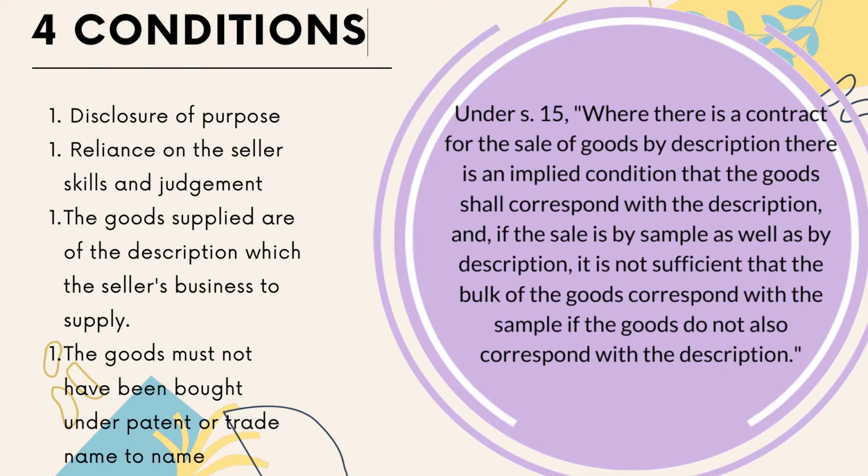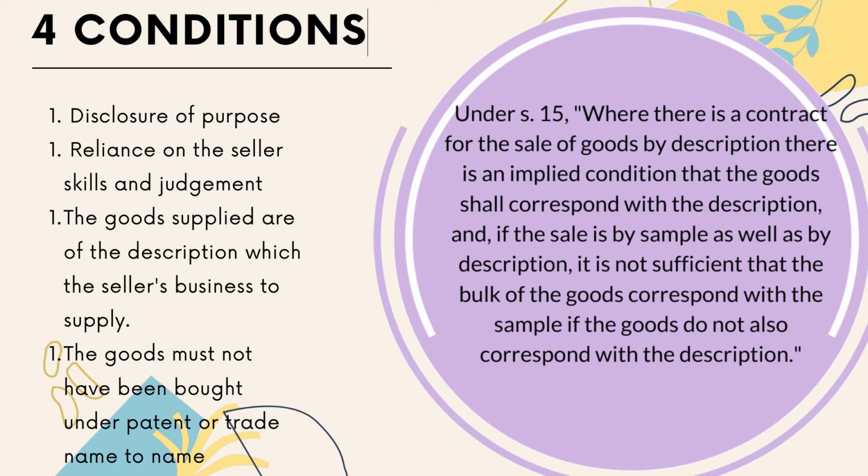However, if the buyer wants to sue the seller for breach of this implied condition, there are 4 conditions which must be fulfilled by the buyer, as follows. Number 1 is disclosure of purpose. The buyer must inform or disclose to the seller the particular purpose for which he requires the goods. As some goods may have more than one purpose or function, the buyer must inform the seller of his purpose of buying the goods. He cannot blame the seller for supplying goods which do not meet his purpose if the goods can be used for other purposes, and the implied condition as to fitness for a particular purpose would not apply since he did not disclose his purpose to the seller.